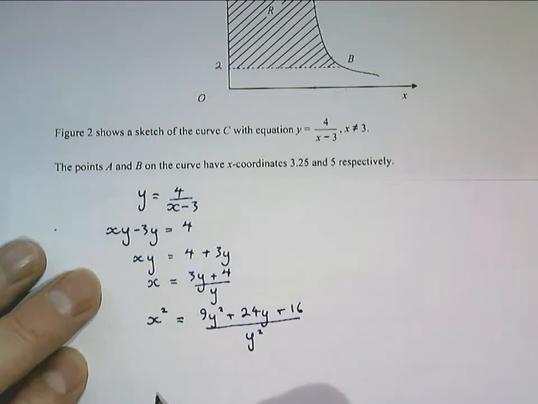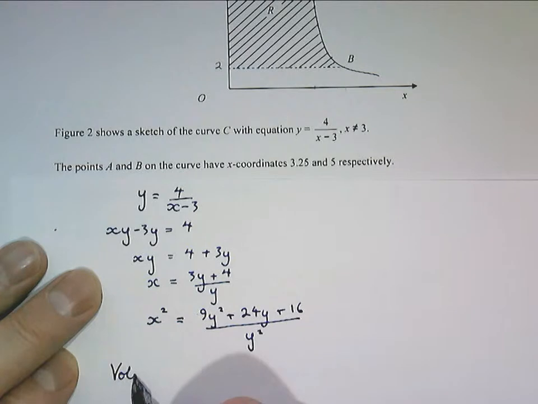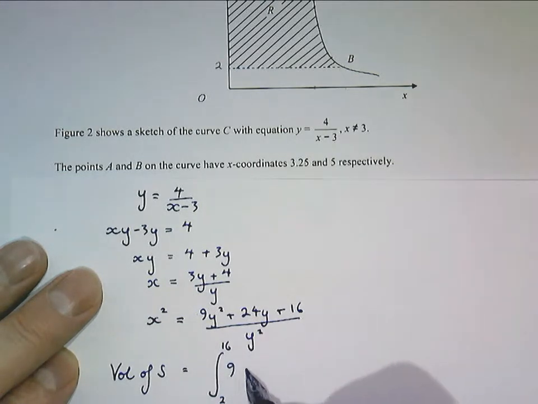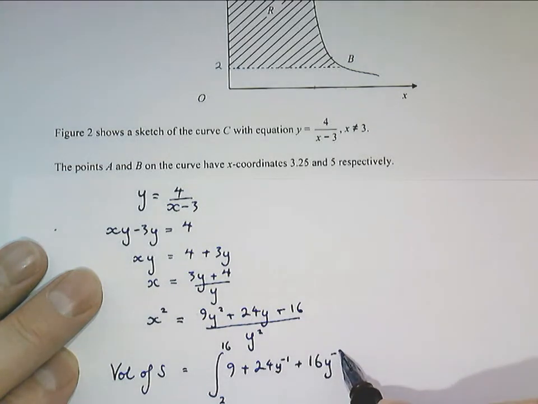And if we integrate that, the volume of S is going to be equal to the integral from 2 to 16, those are the limits, of 9 plus 24 over y, so that's y to the minus 1, plus 16 y to the minus 2, dy.